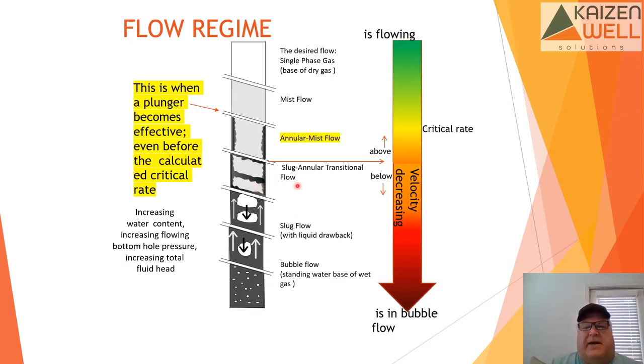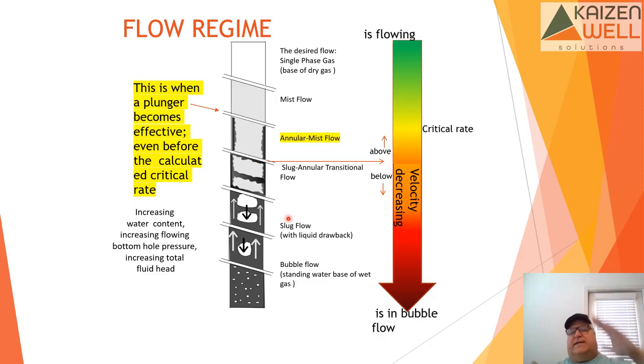Once you get past that point, we get into slug flow with liquid drawback. Basically, when you're at this point, what's happening is you're getting a big tall column of fluid that gas is slowly trying to push through and bullets through. And as it's pushing through, it's pushing a lot of that liquid off to the side. And as it breaks out of that column of fluid, the majority of the fluid falls back down, and then the gas comes to surface.